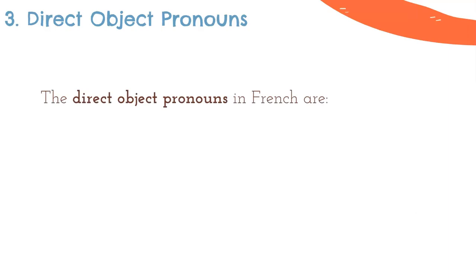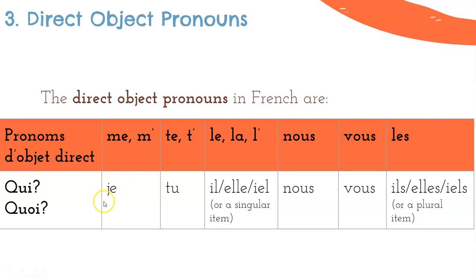Here are what those direct object pronouns in French are. If you are replacing je, if the answer to qui or quoi in a sentence is je, then it becomes me or m apostrophe if you have something that starts with a silent letter. If the answer to qui or quoi is tu, it becomes tu. If the answer is il, elle, iel, or a singular item, like a pizza, for example, then you would use le or la or elle apostrophe, depending on the gender and the spelling of the word.